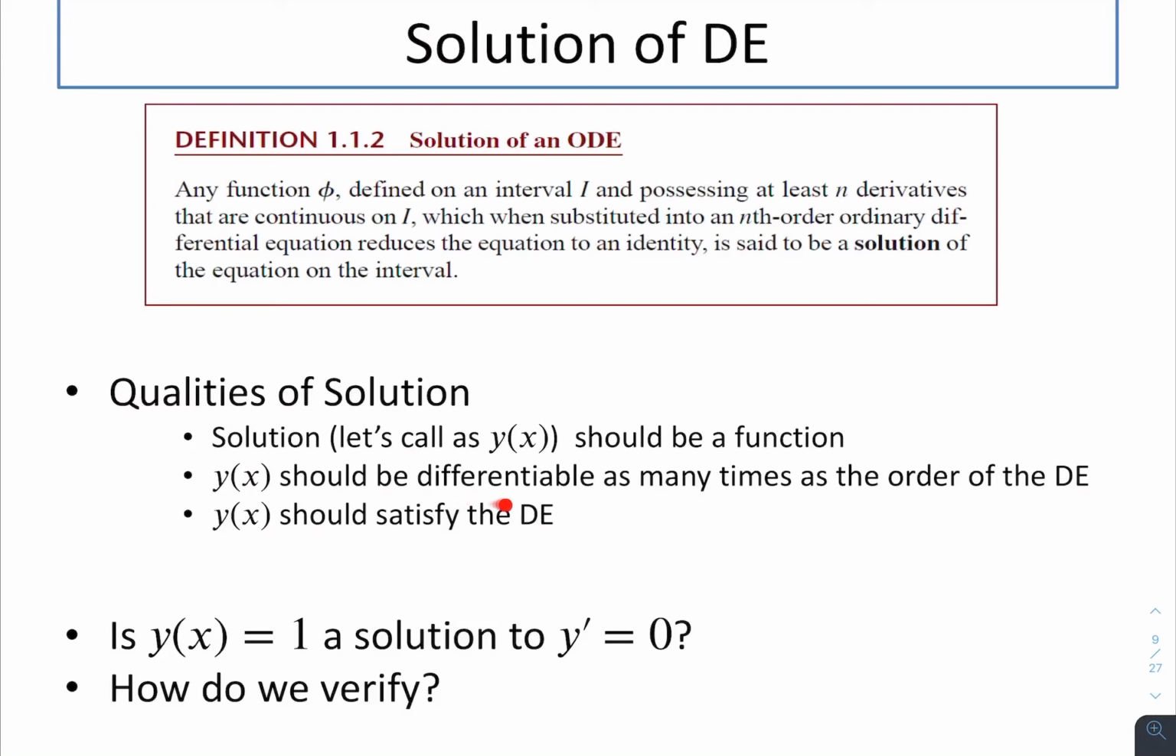The y = f(x) should be differentiable as many times as the order of the differential equation. And most importantly, even if it is not a function, even if it's a relationship, some sort of a curve or a closed curve, it doesn't matter, but it should satisfy the differential equation. What do I mean by that? When we plug into the differential equation, the left-hand side should be equal to the right-hand side. So let's take a look at a very basic example.